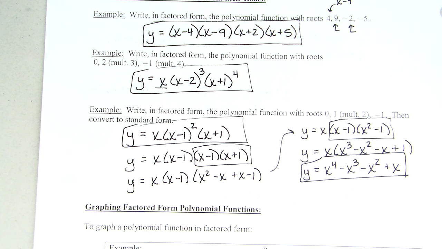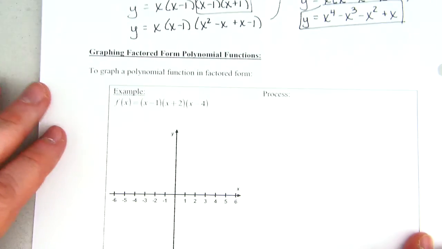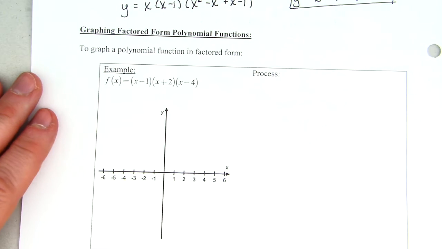There's one last thing we need to take a look at, and in my opinion, this is the trickiest part of what we're dealing with today. Graphing factored form polynomial functions. So we're going to finish up the notes, and then, in a separate video, you're going to do a little bit of practice with this stuff. I want to graph the polynomial function f of x equals (x minus 1)(x plus 2)(x minus 4).